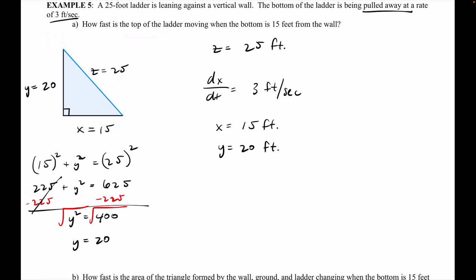That's all I know, right? What am I trying to find? How fast? What is changing? What's going to be changing? y. Y is going to be changing, right? The top of the ladder, where is it going to be going when x is going to the right? Down. It's going to be going down, right? So dy over dt, that's what I'm trying to find.